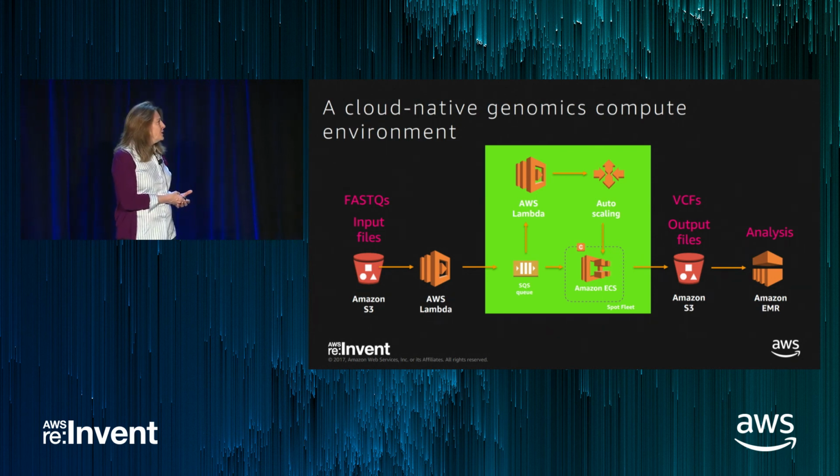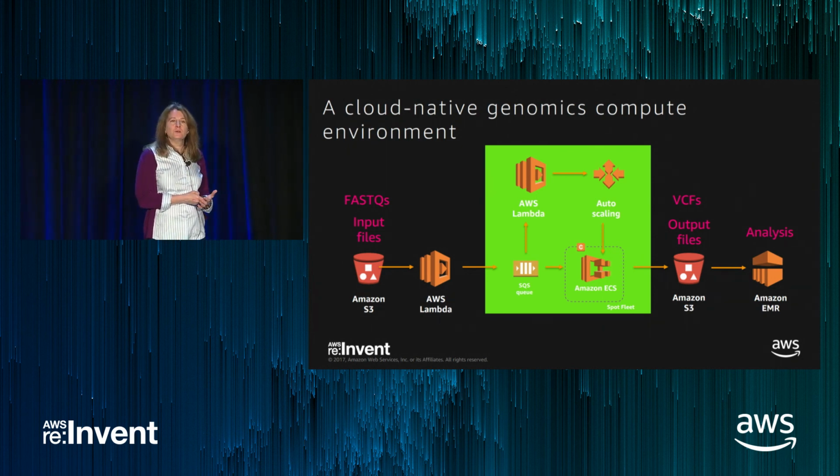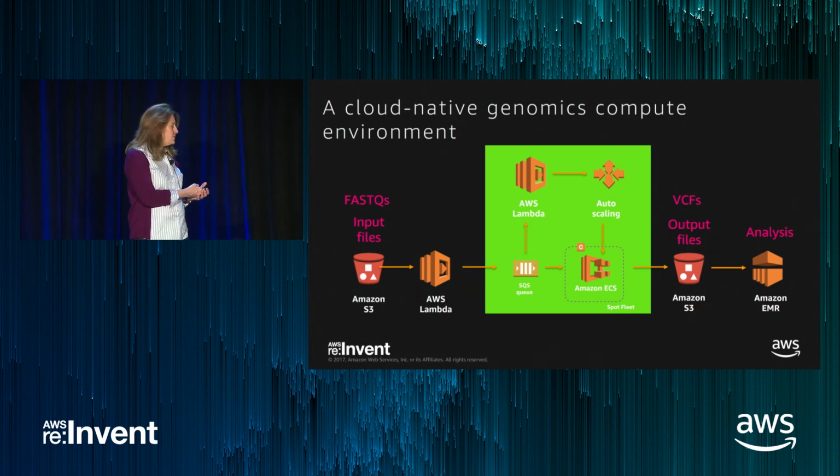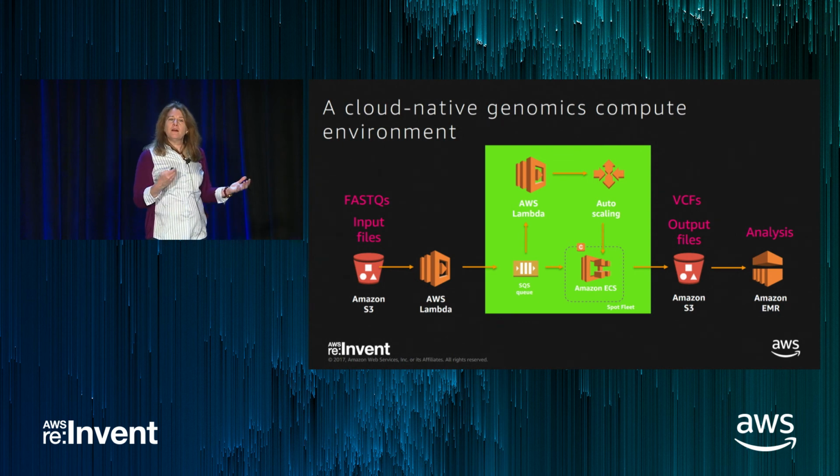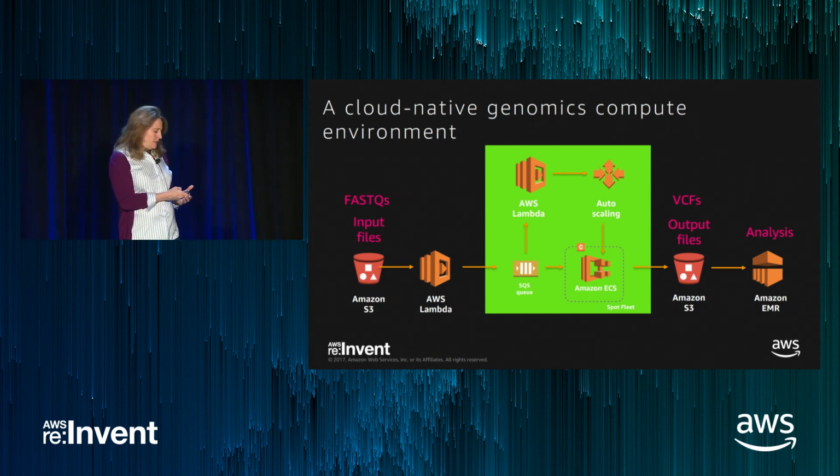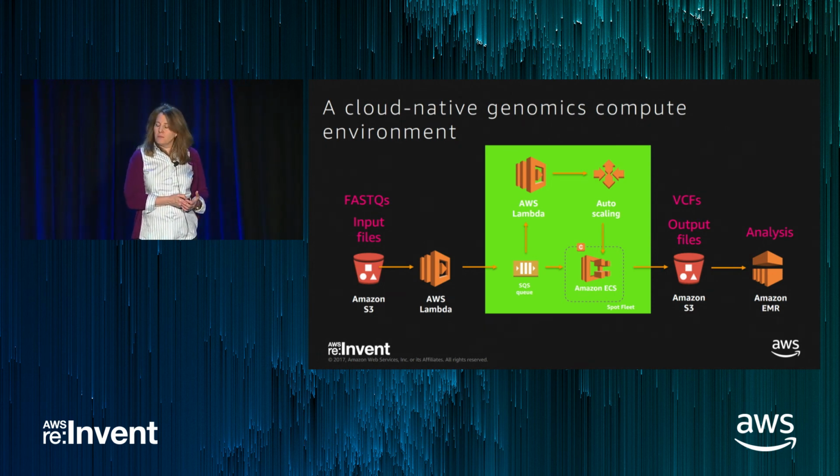While SQS is deploying those cases to the container service, it is also, via Lambda, keeping the autoscaler aware of how big that cluster needs to be for the workloads that are being deployed. Once the data is processed, it then drops that data into an output file, where more analysis can be performed.